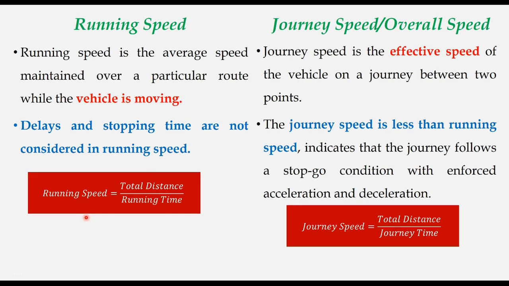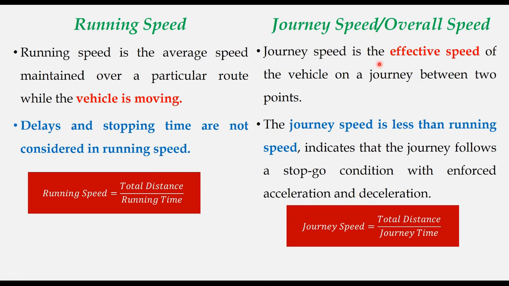So running speed is the average speed maintained over a particular route while the vehicle is moving. Now this phrase is important here, while the vehicle is moving. So when you calculate running speed, you do not include the delays and stopping time. Running speed is total distance divided by running time.